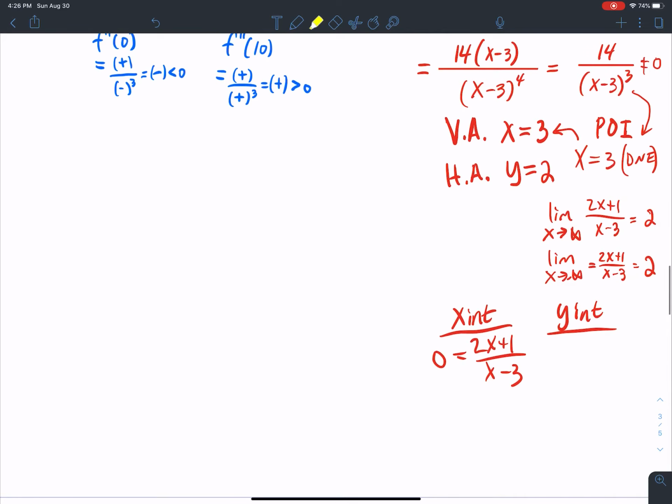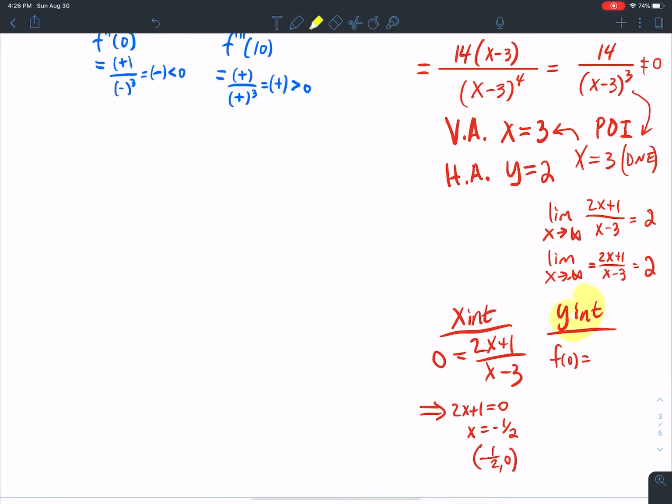How do I get the x-intercept? I set y equal to 0. The only way a fraction is equal to 0 is if the numerator is equal to 0. And so I set 2x plus 1 equal to 0. If I solve for x here, minus 1 divided by 2 gets me negative 1/2. And so I get this point right here. That's an x-intercept. It's a location, not x equals something. That's a vertical asymptote, so make sure you put a location.